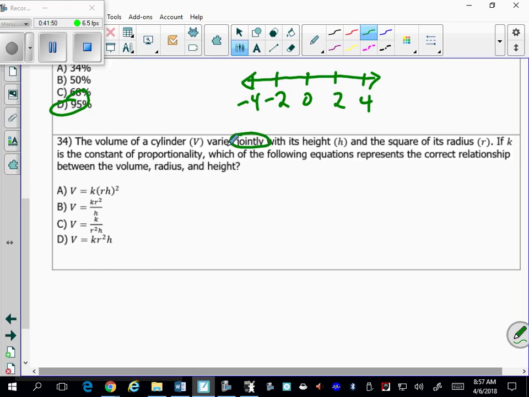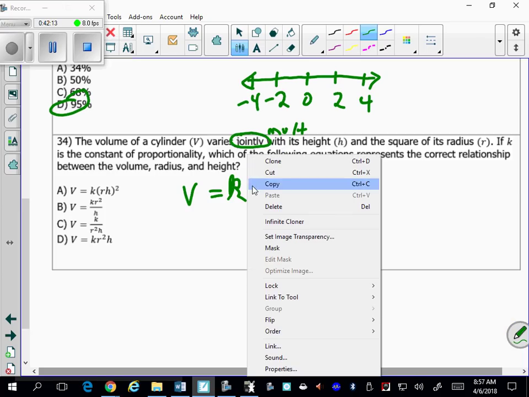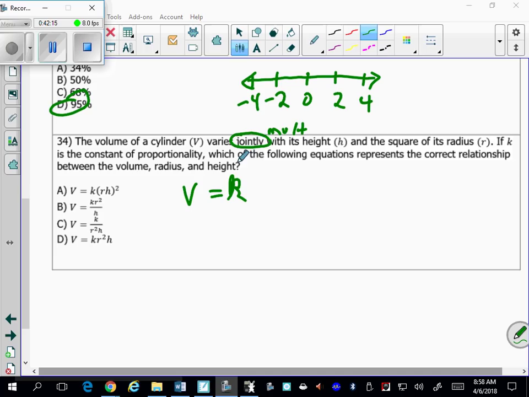Then what jointly means is multiply. Direct is multiply, and inverse is divide. So after this, we're going to multiply by the height, and multiply by the last one, the square of the radius. We have to be careful there. Square of the radius, so we have to take the radius squared. And let's look, there's the equation. You just switched h and r squared. Use the commutative property of multiplication to switch those two, but that's the exact same equation.